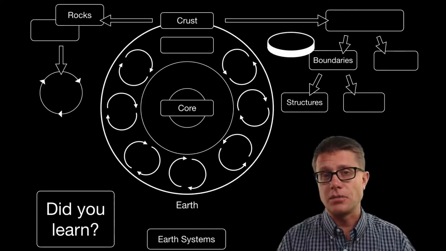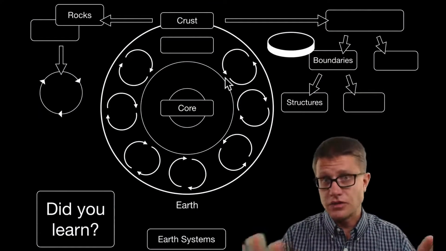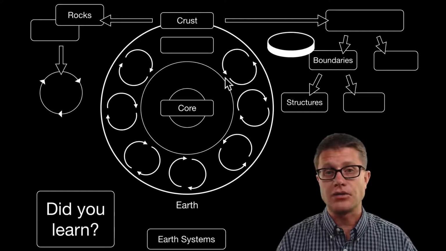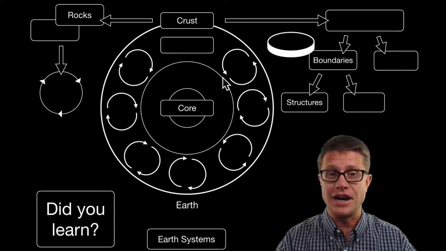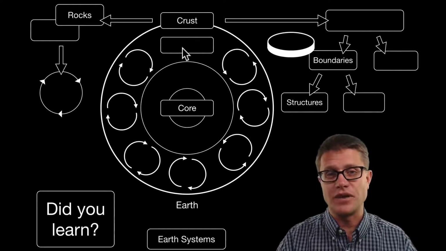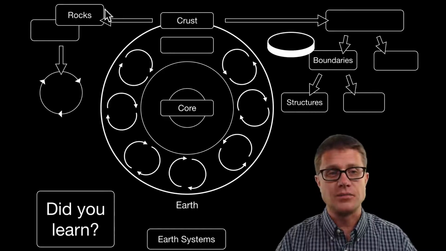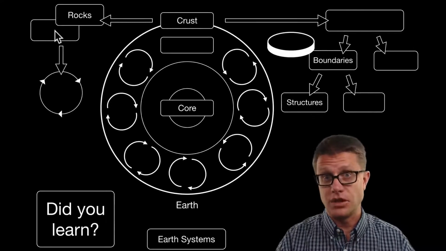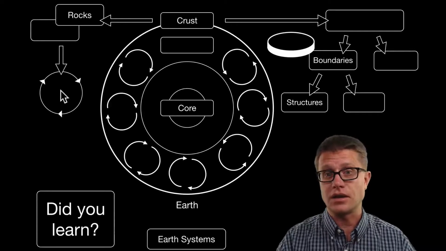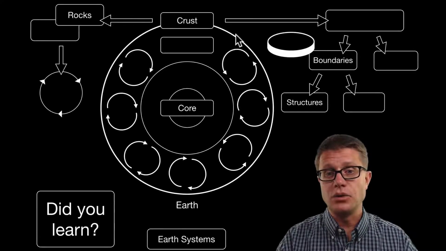And so did you learn about Earth systems? Can you stop the video and try to fill in the blanks right now? I'd pause the video, but if not, I would say we've got a center core, we've got a mantle and a crust. The crust is made up of rocks, which in turn are made up of minerals, which is reshaped using the rock cycle. These plates move on the surface.